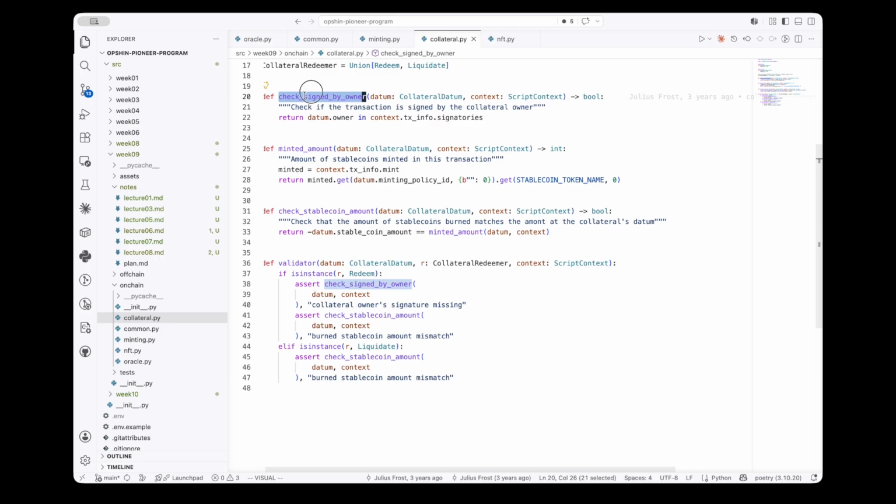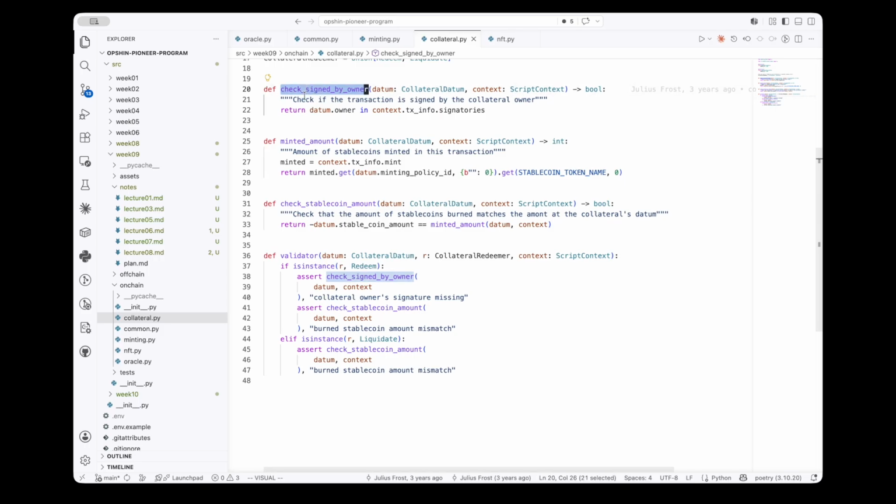The first one, and we have seen it before, is just a signature check. The owner is written in the datum, as we saw before, and we just check that it's among the signatories in the TX info.